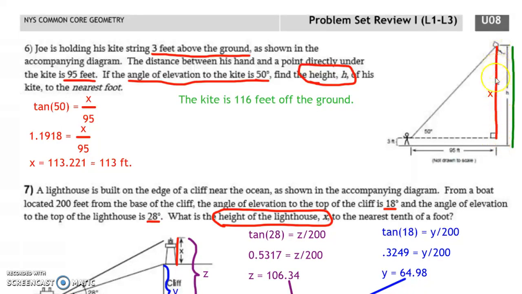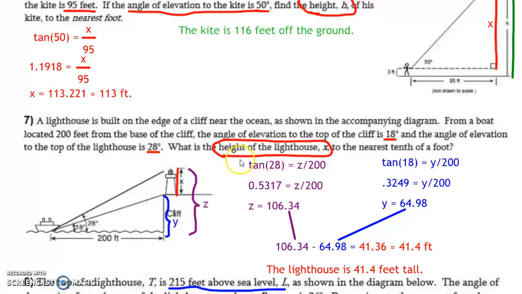So once we find this distance x, which we solve this equation to get x is equal to 113 feet, we have to keep in mind that it stops here. The rest of the way to the ground is these 3 feet here, so then I'm going to say that the kite is not 113 feet above the ground, it's 116 feet. Keep in mind, this red line is the 113 from our calculation, and the entire height h is 116 feet because of this 3 feet here.